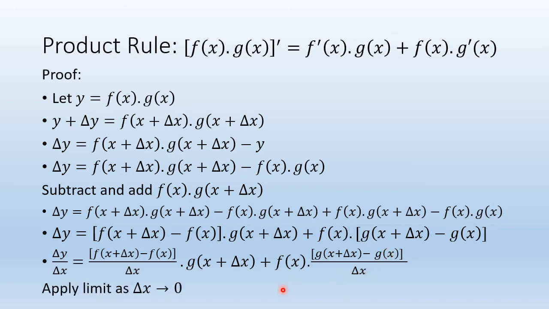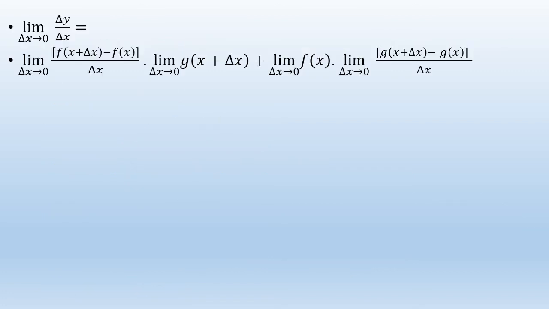Now we are going to apply the limit as del x tends to 0. And where are we going to put the limit? We are going to write limit here and here and here and here and here. Just like that. Limit when del x tends to 0, del y by del x is equal to limit when del x tends to 0, [f(x plus del x) minus f(x)] by del x, limit when del x tends to 0, g(x plus del x), limit when del x tends to 0 of f(x) and limit when del x tends to 0 of [g(x plus del x) minus g(x)] divided by del x.